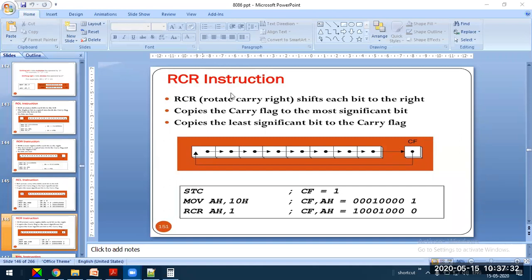And what about RCR? Rotate right the content of the register through carry. Similar operation. Rotate right means the LSB goes to the carry flag and the content of the carry flag goes to the MSB. Simple example. Similar example: initial data 10H, rotate right through carry. The LSB goes to the carry flag and the carry flag goes to the MSB. The data becomes 8H and the content of the carry flag is 0. Very simple.